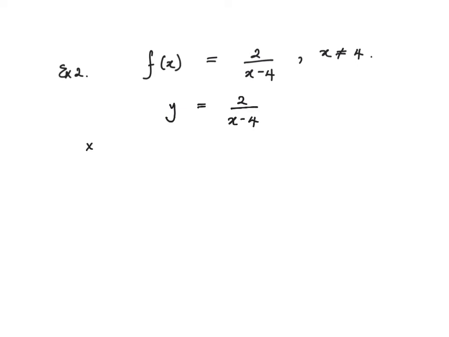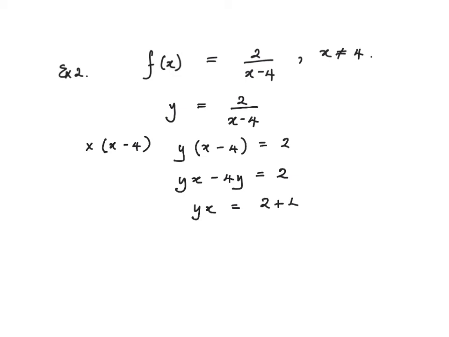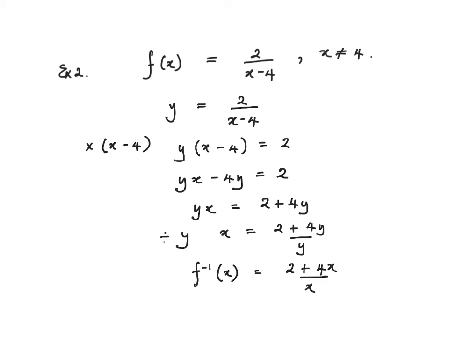Now what we're going to do is to multiply both sides by x minus 4, get rid of the fraction, expand the bracket, we want to make x the subject. Finally divide by y. Now we could leave it like that. We do of course have to change, so x becomes f to the minus 1 of x and y becomes x. So we could leave it as 2 plus 4x over x, or we could write it as 2 over x plus 4.